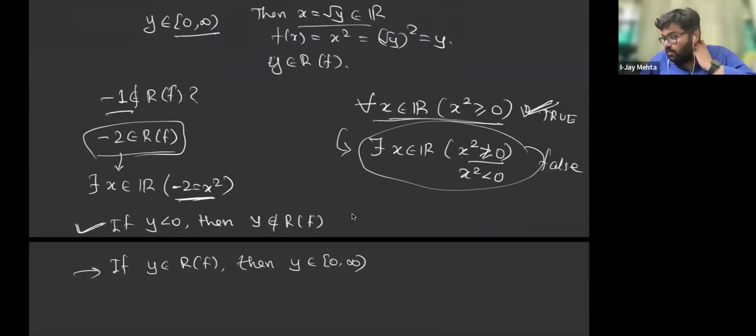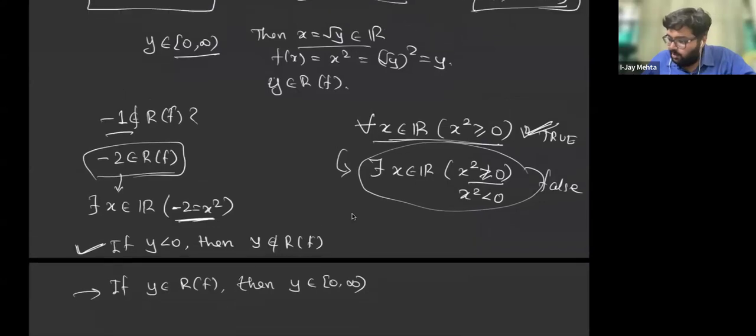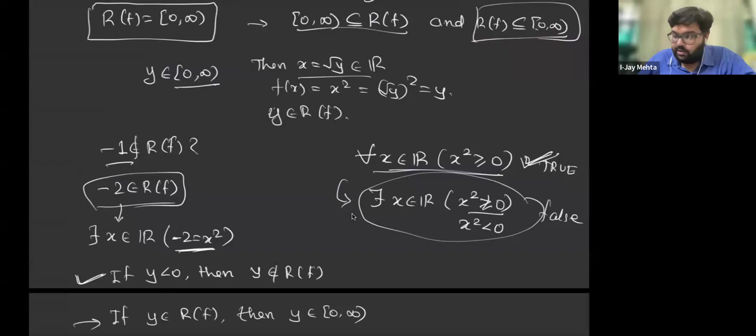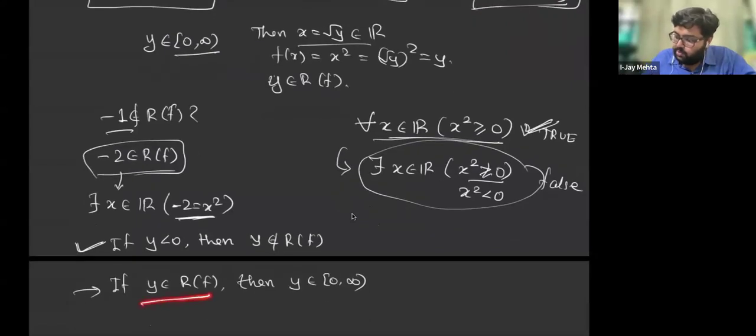How many of you did not understand the question? Say no. My question I'm repeating again. Now we want to show that the range of f is a subset of 0 to infinity. So I want to show if y belongs to the range of f, then y is in 0 to infinity. But we already shown this.